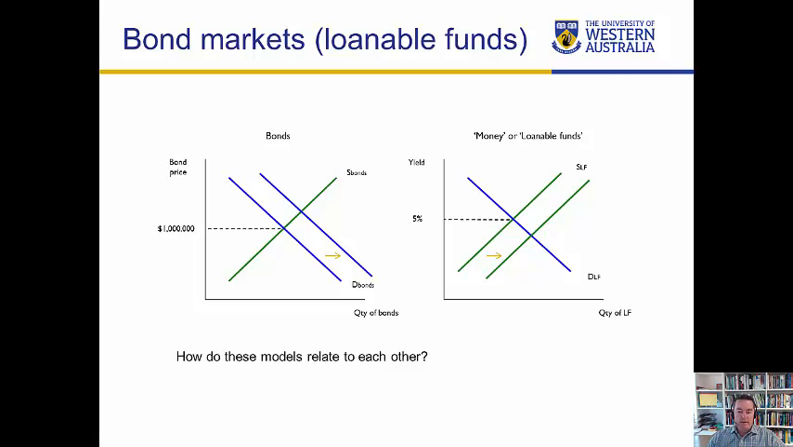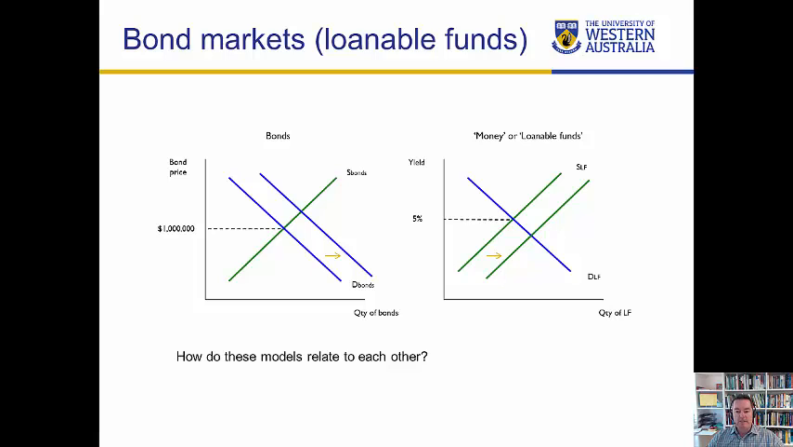To motivate this, what I've got on the left-hand side is the bond market. So I've got a $1 million bond, and I've got the initial demand curve, D bonds, and the initial supply curve, S bonds. And the demand and supply for bonds are giving us a price of $1 million for, I'll say, a $1 million bond.